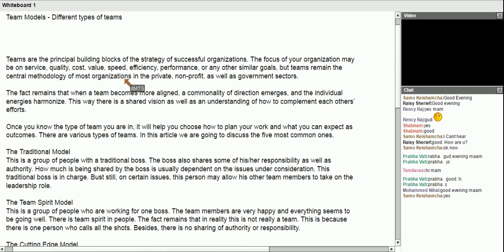But teams remain the central methodology of most organizations in the private, non-profit, as well as government sectors. Everywhere they need manpower to convert the raw material into useful things, right? So for that, they need effective teams.